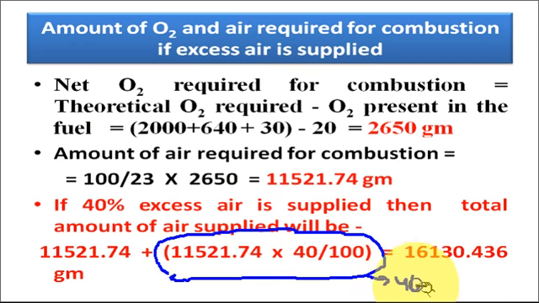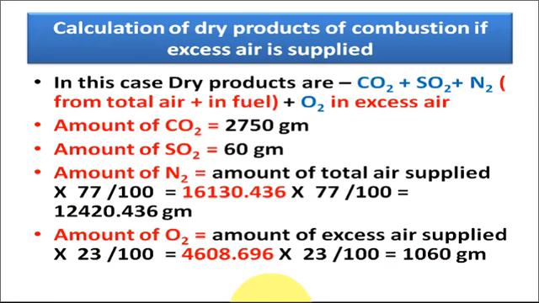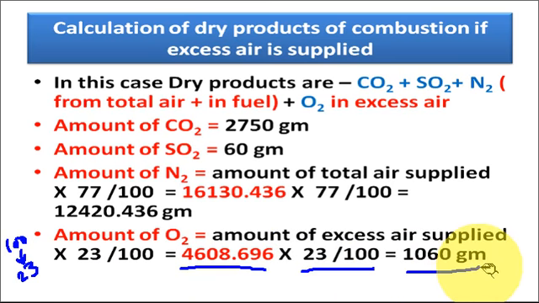This is the excess air. So we have to calculate the oxygen in this excess air only. So amount of excess air multiplied by 23 by 100. Why did we multiply it by 23 by 100? Because we know that by weight, in 100 parts of air, oxygen is only 23 parts. Therefore, we multiplied it by 23 by 100. So this is 1060 gram, the amount of oxygen in the excess air only.